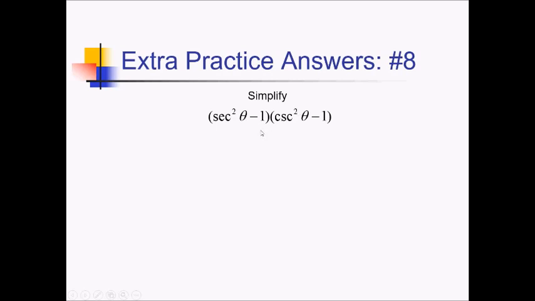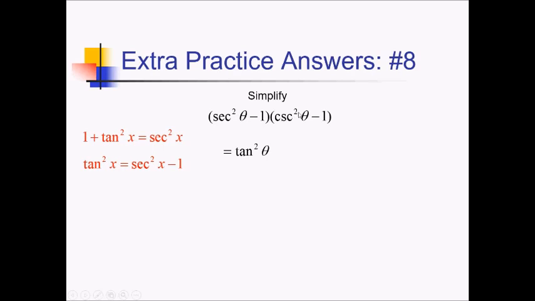To simplify this problem, it's kind of tempting to start by just multiplying all of this out, but we should always look first to see if we have any Pythagorean identities that we can easily apply. So for example, secant squared, that's in the identity 1 plus tan squared equals secant squared. And if I subtract 1 from both sides of this identity, I notice that tan squared is the same as secant squared minus 1. So I can replace this whole thing then with just tan squared of theta.